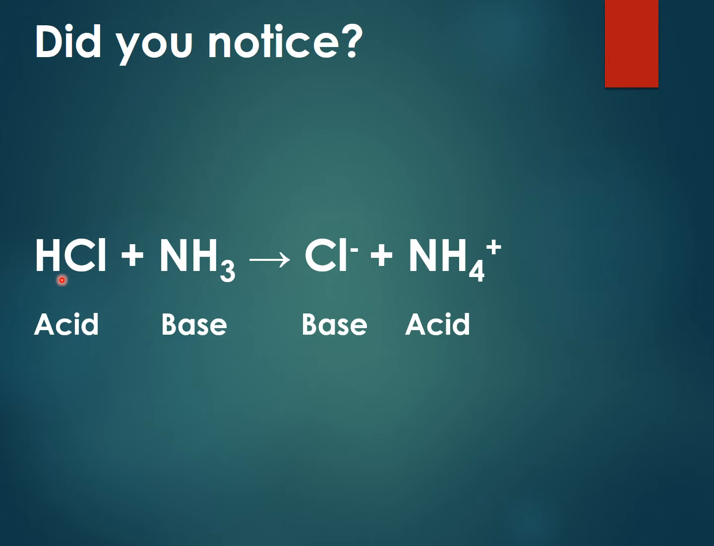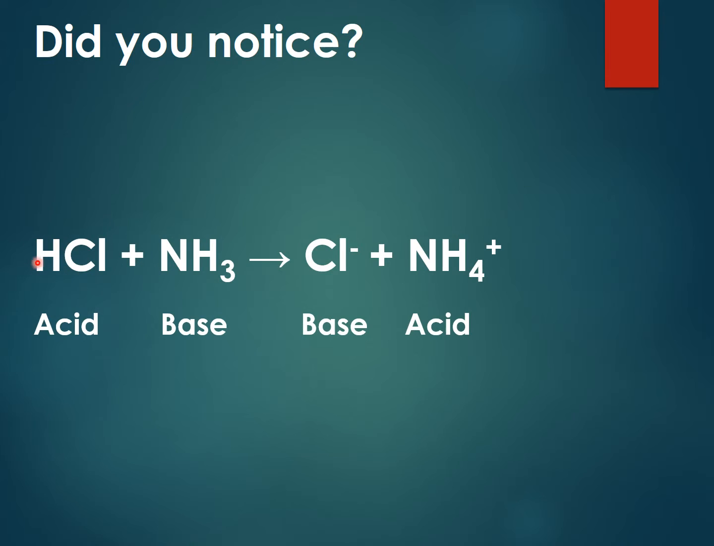The HCl is the acid and the NH3 is the base. Here the Cl minus is the base and the NH4 is the acid. These two things are called conjugate acid-base pairs. According to Bronsted-Lowry, every acid has a conjugate base, and every base has a conjugate acid. We can figure out which one is which by just following the H.